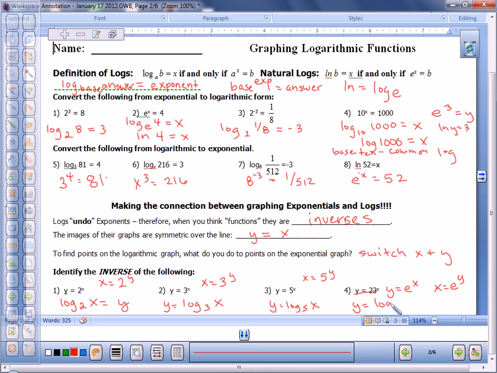Well, do we ever leave it log base e? No. How do we write log base e? Natural log of x. Ln. All right, any questions?